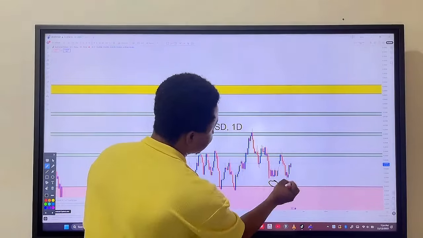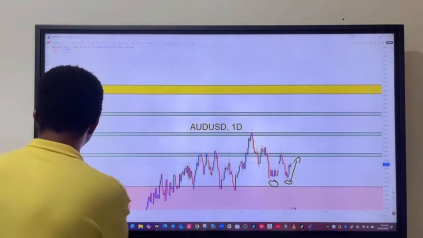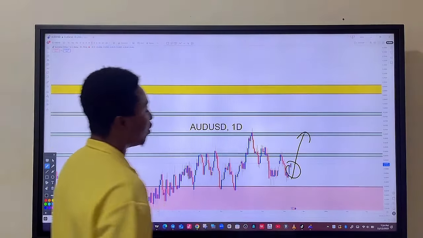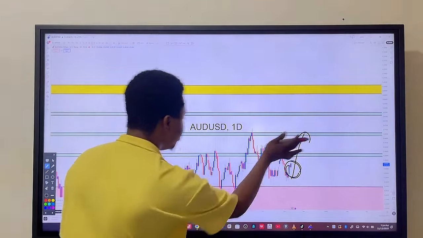On the daily, you can see double confirmation and then price also heading to the upside as well. And that is where you're looking for the buys all the way to the upside on AUD USD. So AUD USD, this is where you're looking for buying opportunities to the upside.